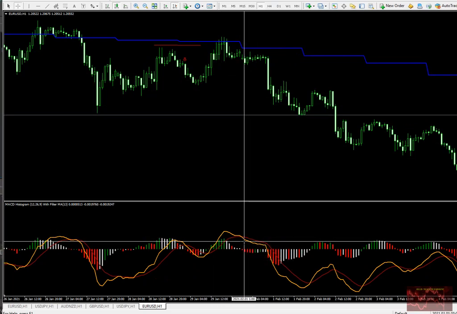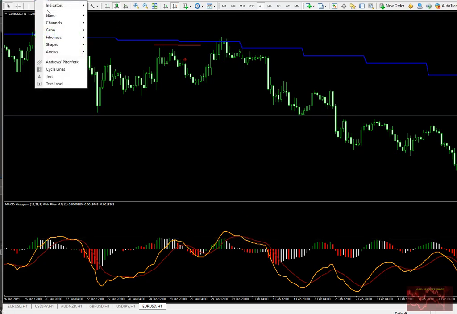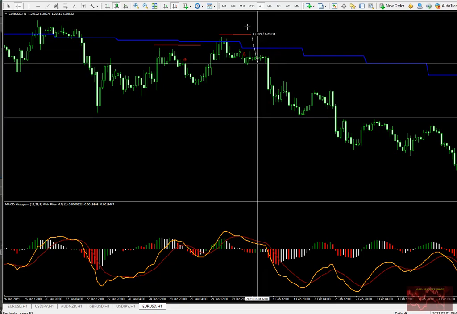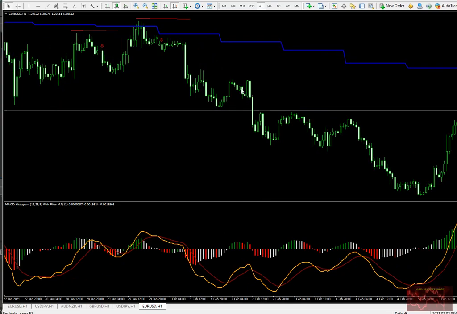There's a crossover right there. So we're going to put a down arrow right there. Your stop loss is easy. It's up here. You're risking 45 pips and you easily make it. You get it down here. So that's a nice trade.